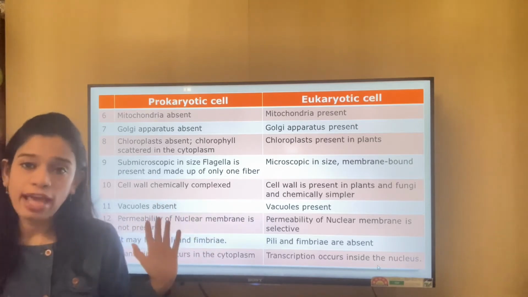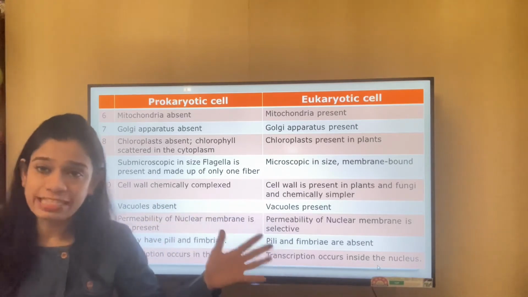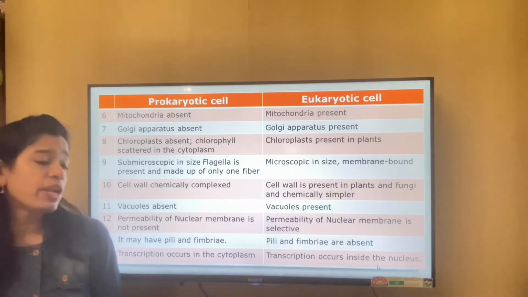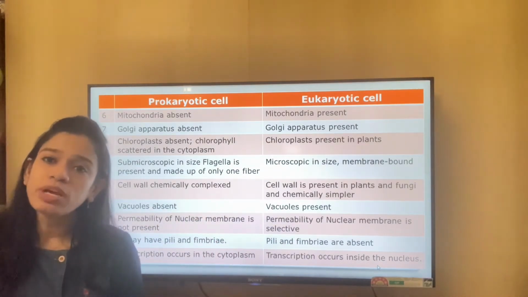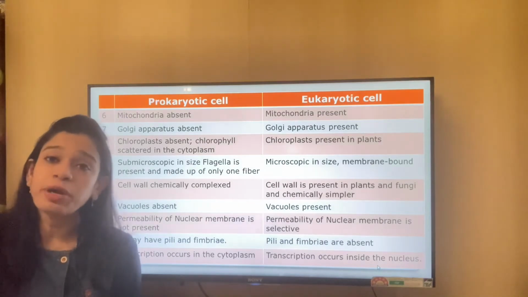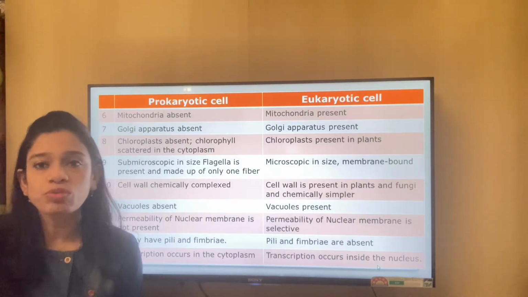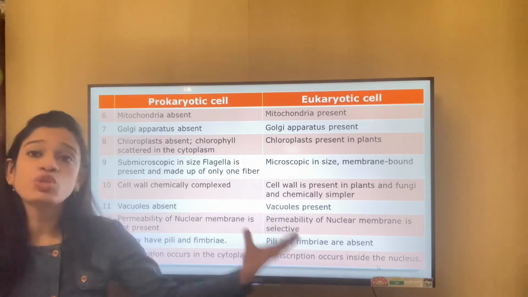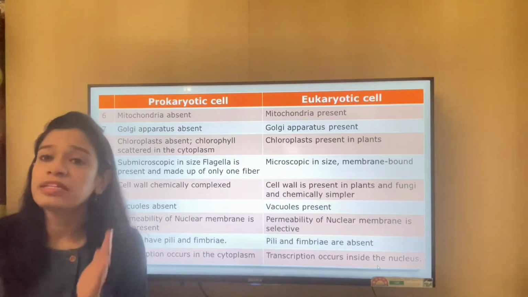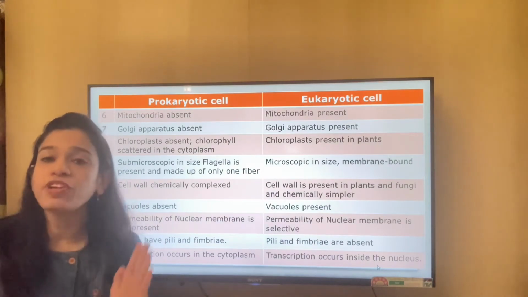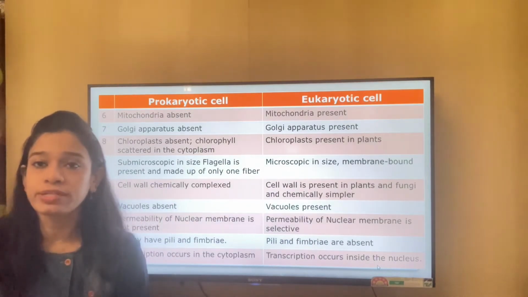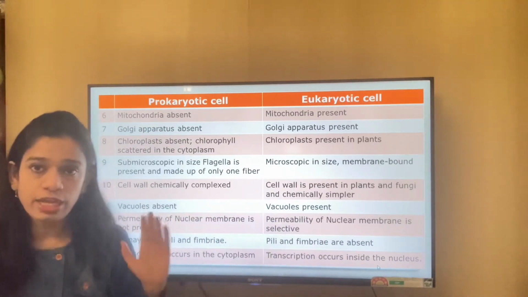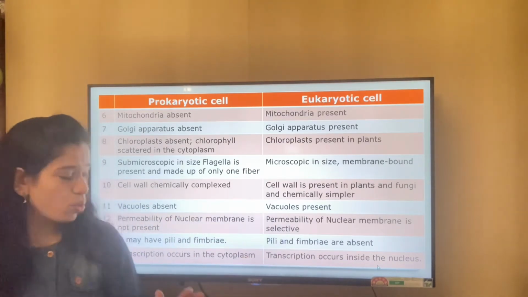Instead, they do not have a cell membrane. Here they have a cell membrane. And the permeability of the nuclear membrane is present. The nuclear membrane which is present is totally permeable. It allows inside and outside mobility of the materials. Here the permeability of the nuclear membrane is selective. It does not allow anything and everything to go inside and come outside. So it is selective. Here it is totally free. Here everything can pass in and go out and come in.